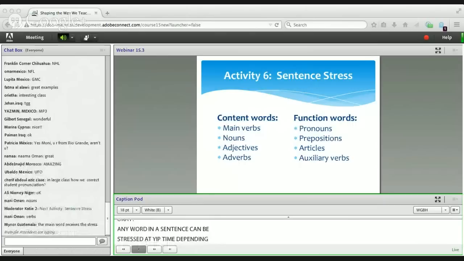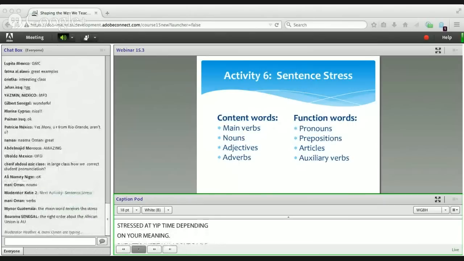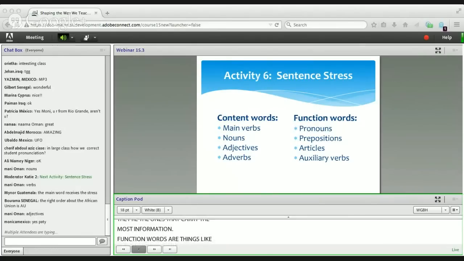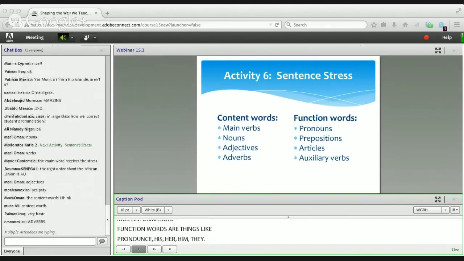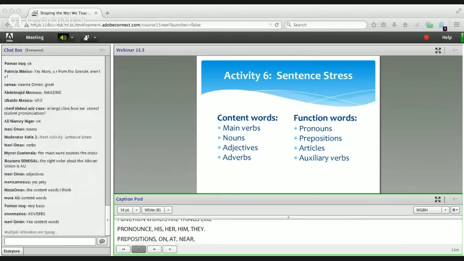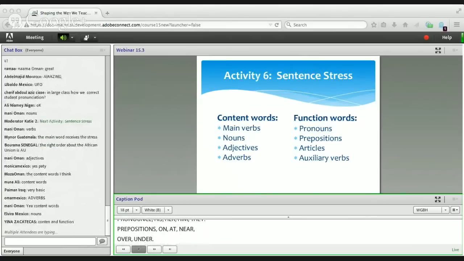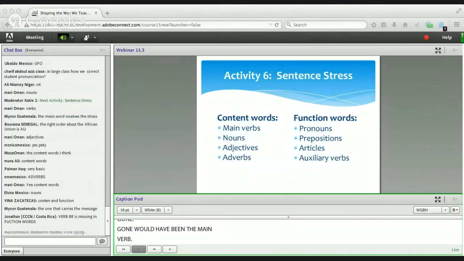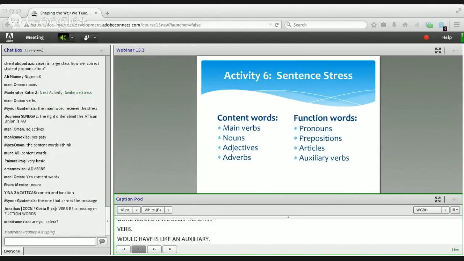So you've got content words and function words. The content words are main verbs, nouns, adjectives, adverbs. They're the ones that carry the most information. Function words are things like pronouns: his, her, him, they. Prepositions: on, at, near, over, under. Articles: the, and. Auxiliary verbs: has been, would have. Okay, so the main verb would be would have gone. So gone would be the main verb. Would have is like an auxiliary. Or has been drawing, or has been swimming. So the has been are auxiliary verbs. They aren't going to get as much stress as the main verb.